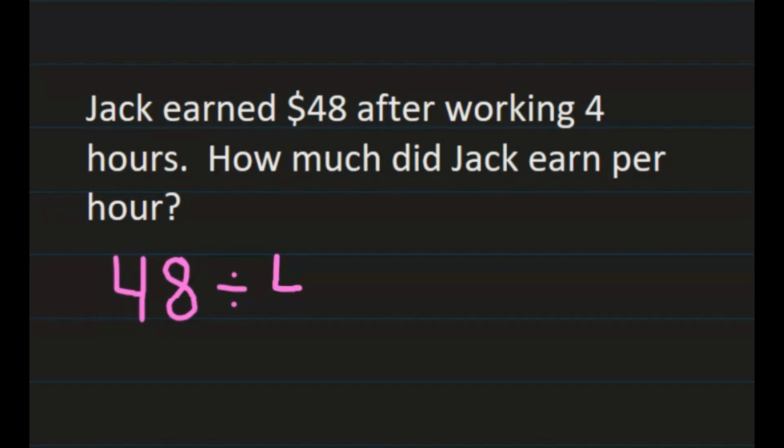So we have 48 divided by 4, and 48 divided by 4 is 12. Now, we're talking about how much money he earned, so we want this to be $12, so we'll add our dollar sign, and we'll indicate that it was a unit rate by indicating that he earned $12 per hour.